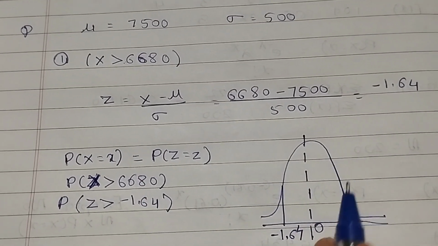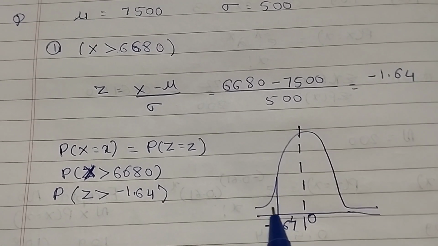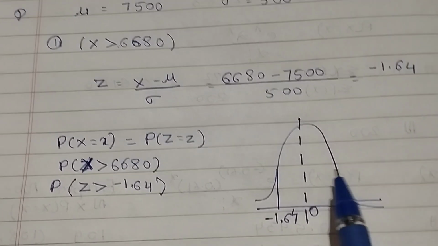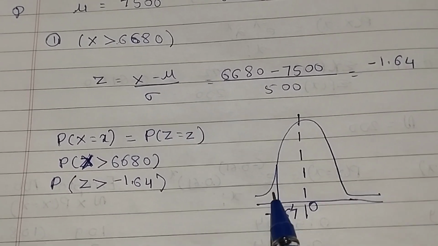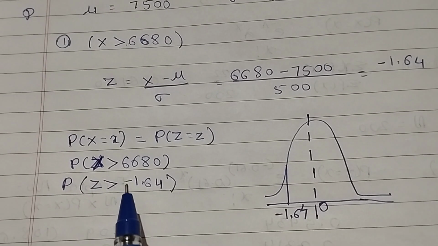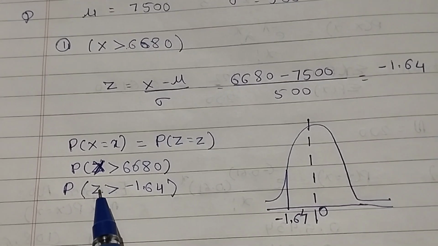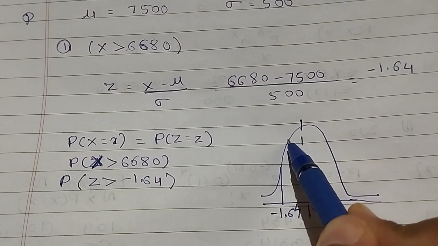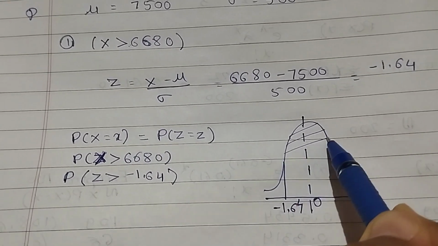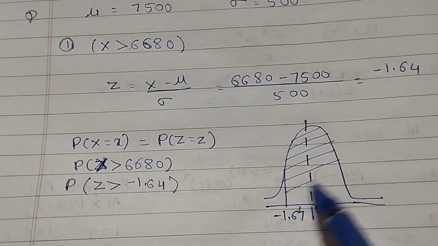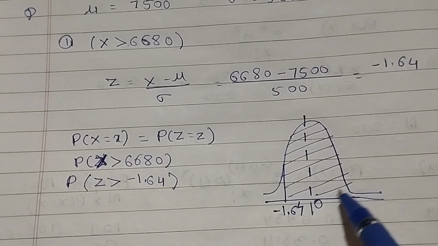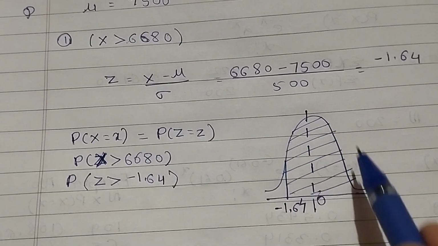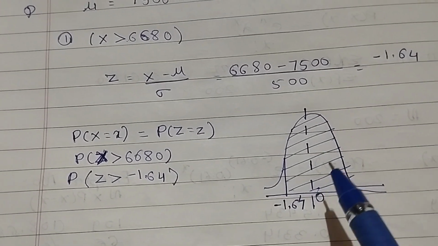Now we know at the left side all the small values are present, and at the right side all the greater values are present, because here all the positive values are present and here all the negative values are present. And if we want to find the value of z greater than or equal to minus 1.64, then the portion of the curve which I shaded here is the part greater than minus 1.64. So we want to find the area of that curve.